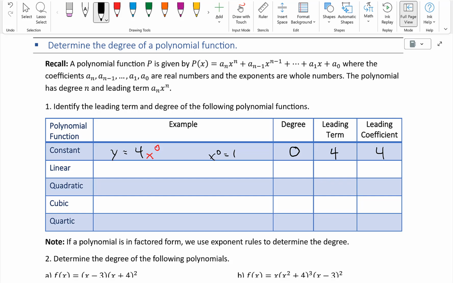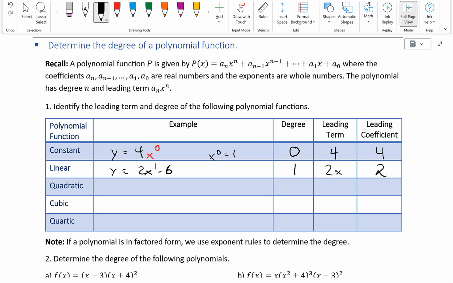We can expand on that a little more here. With the linear, I'll go with something like 2x minus 6. Doesn't matter what we put there, just that mx plus b form we learned for linear functions. For this one, we would have degree 1. Our leading term is the 2x, and the leading coefficient is just that 2 in front.